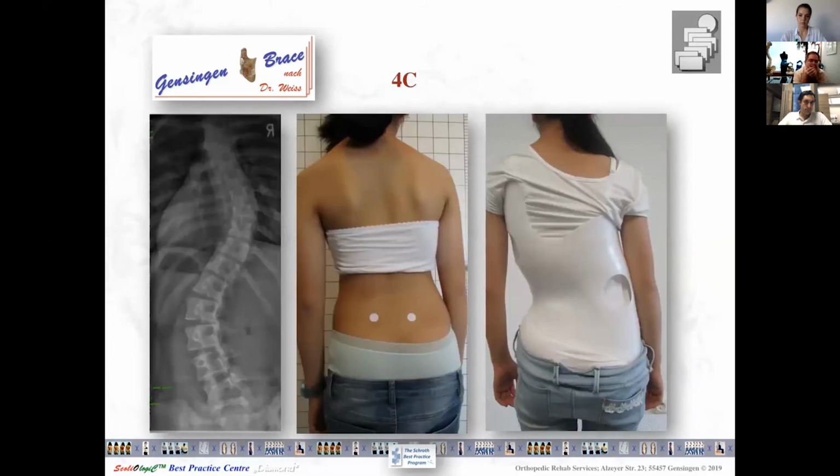Here is a 4C model, so you can see that the pelvis shifted to the right, and in the brace it is shifted to the left, and the same with the upper part.